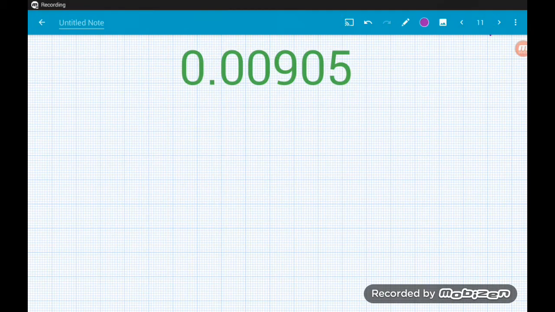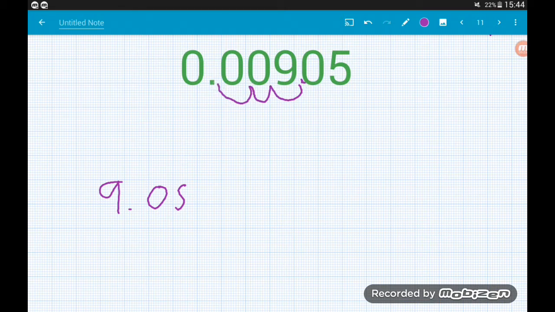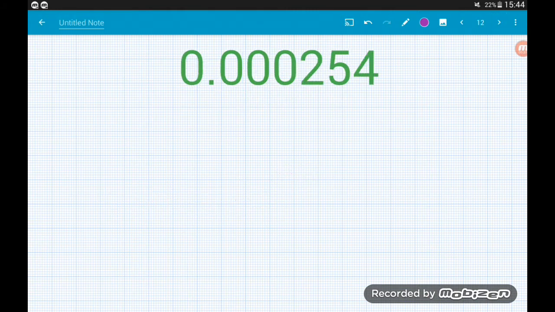Okay then, what about 0.00905? Well, first of all, the number that we're going to need then is going to be 9.05. So then, let's go to our number, put a decimal between the 9 and the 0, and then count how many places we have to move to the left. 1, 2, 3. So 0.00905 can be written as 9.05 times 10 to the minus 3. Jobs are good. Okay, on with the next.